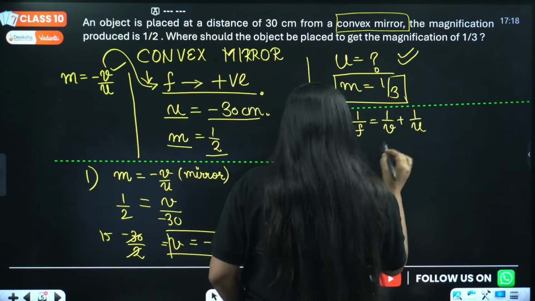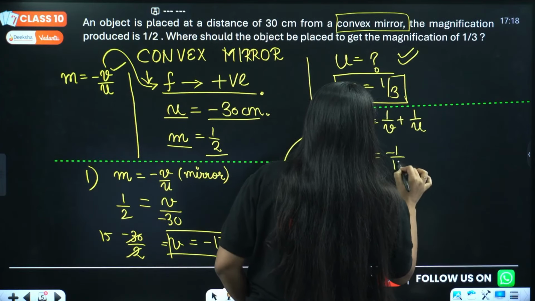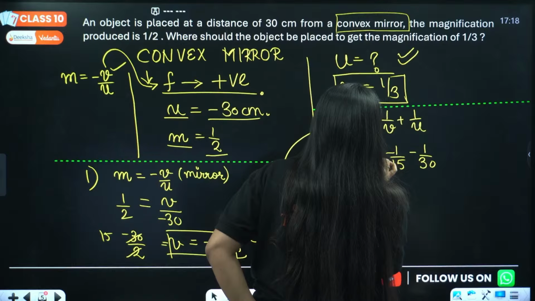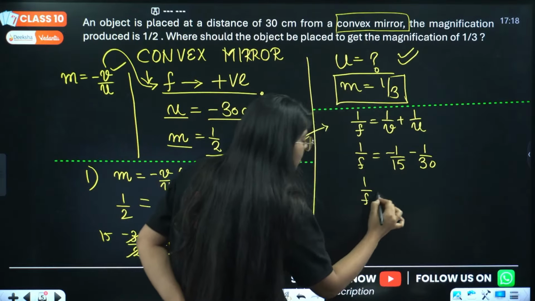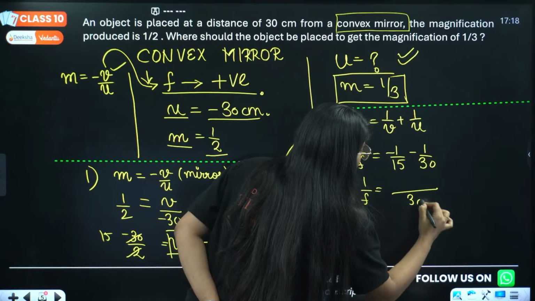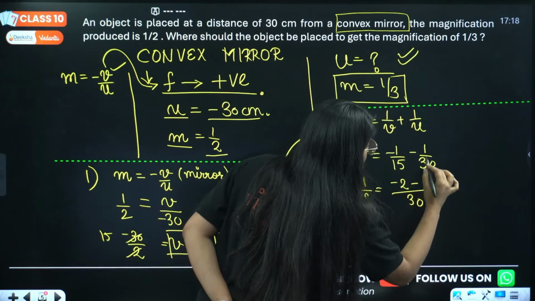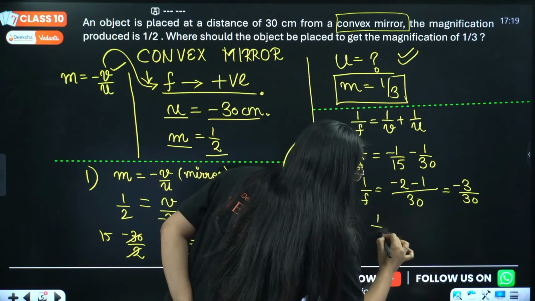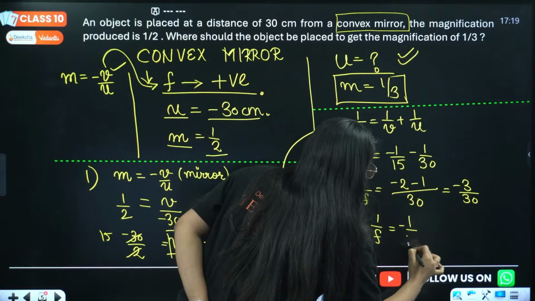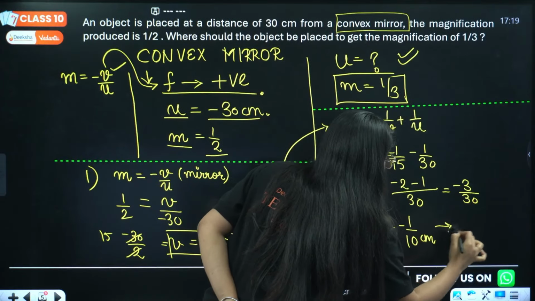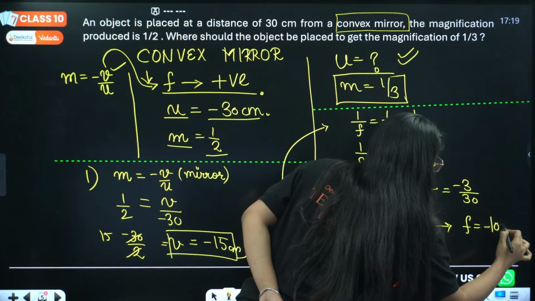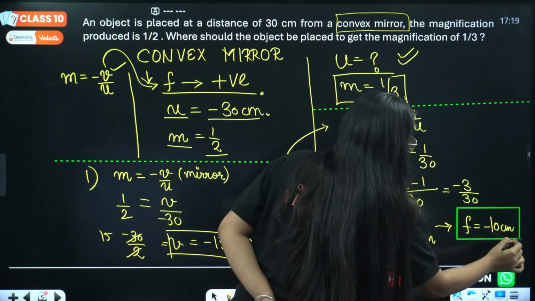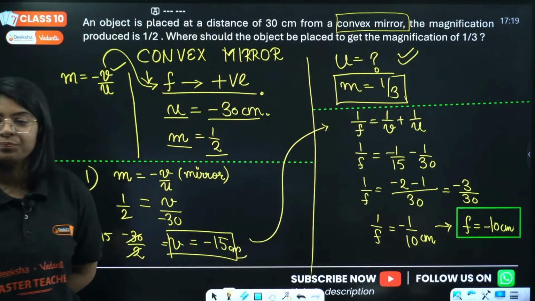1/v plus 1/u. So v is minus 1/15 centimeter, u is minus 1/30 centimeter. Understood? So focal length comes out to be what? We'll take the LCM. This is minus 2 minus 1, that will be minus 3/30. So 1/f will be minus 1/10 centimeter, and then focal length will be minus 10 centimeter. Understood? Till here, if anyone has any doubt, you can ask.